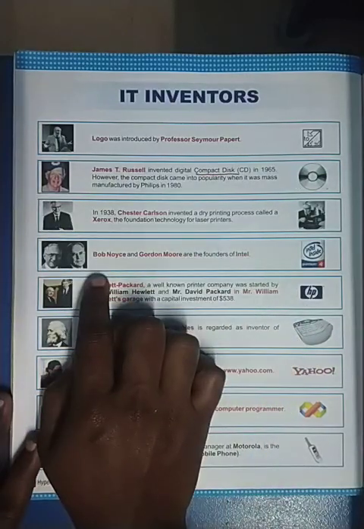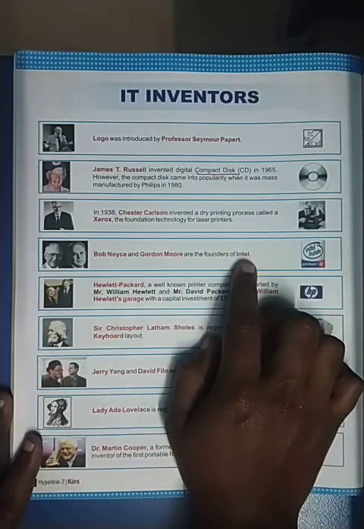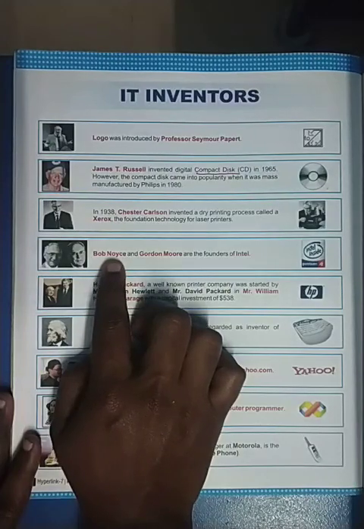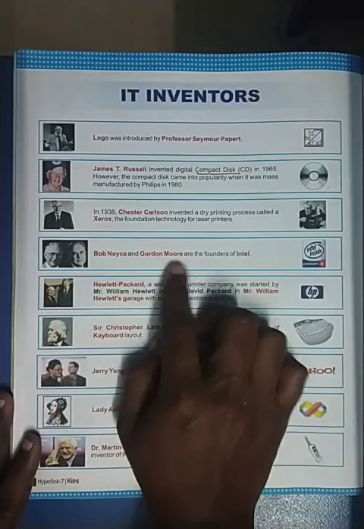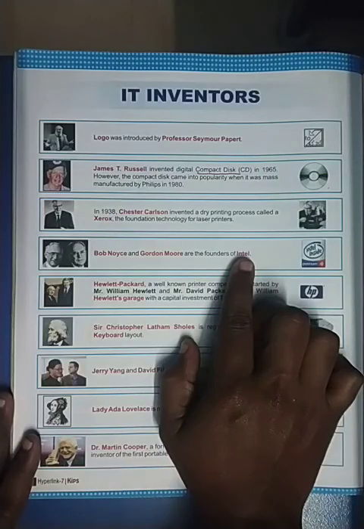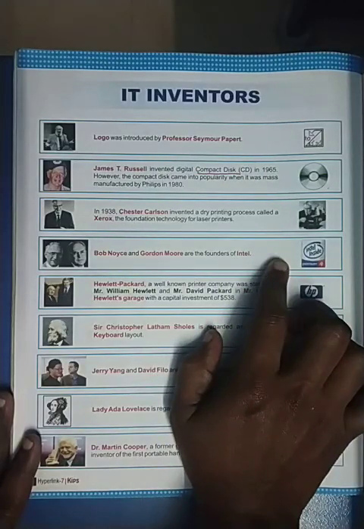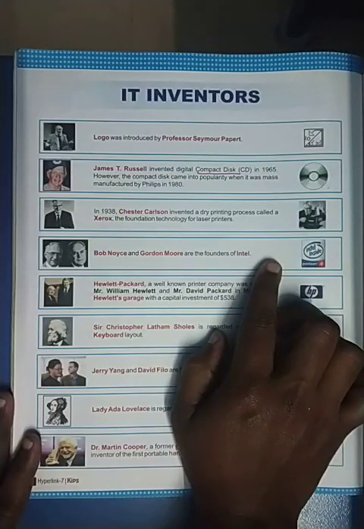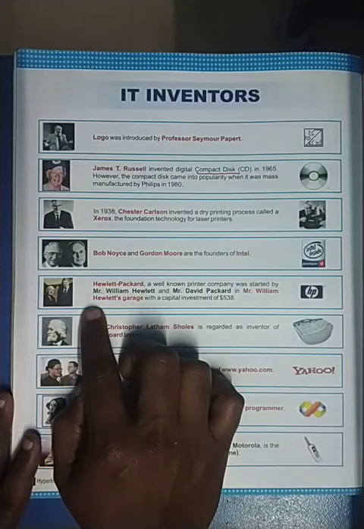Then coming to Intel, it is the most important or the most popular microprocessor which we are all using for all types of our computer. So who are the inventors or who are the founders? Founders means, that's a company. So Bob Noyce and Gordon Moore are the founders of Intel. This is a company which is still producing Intel processors.